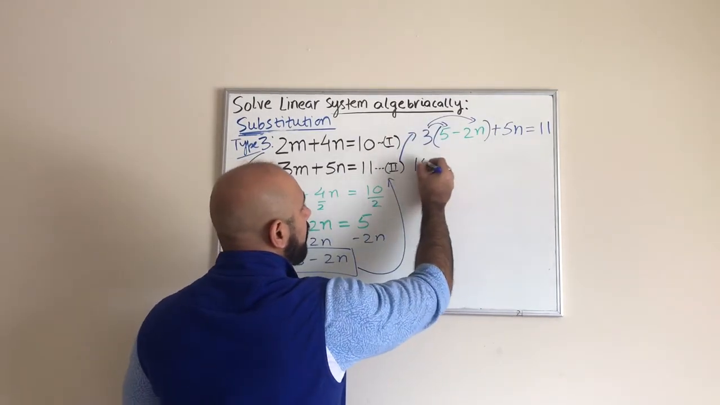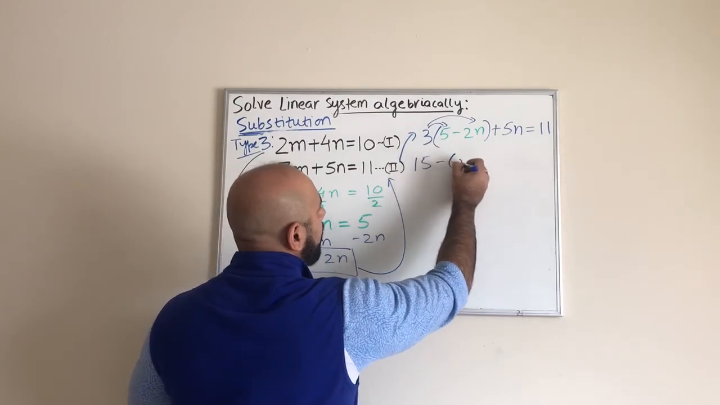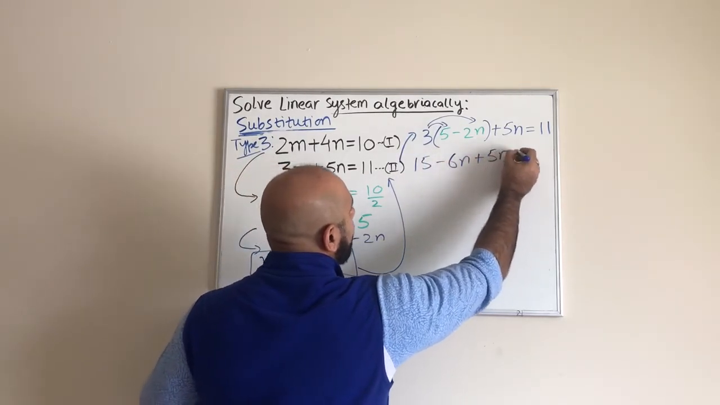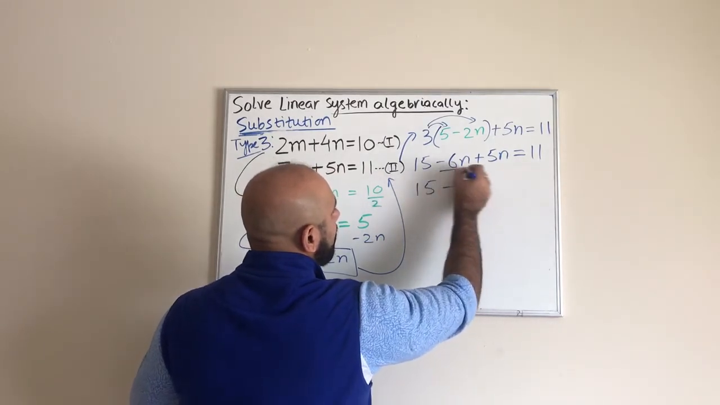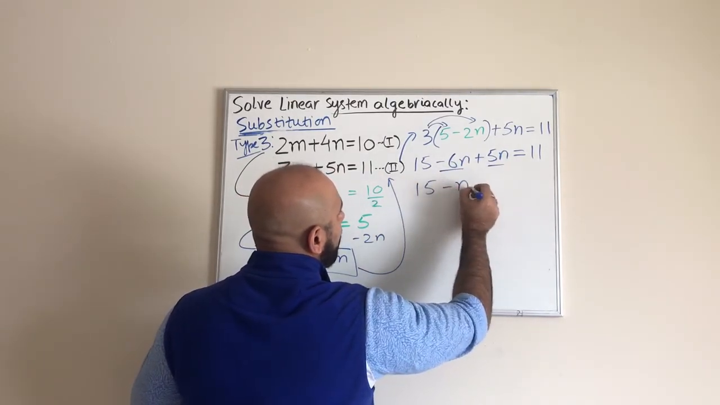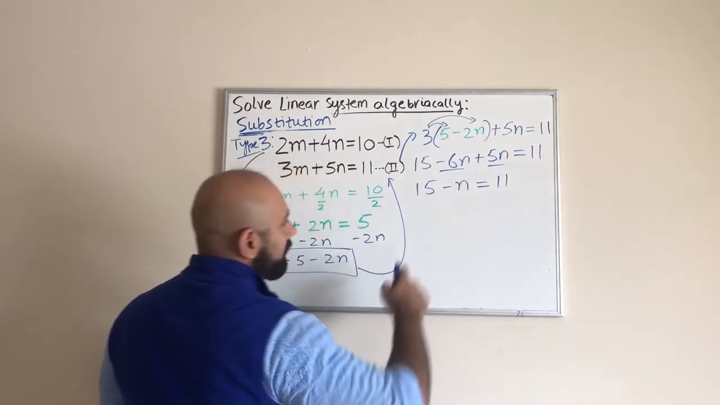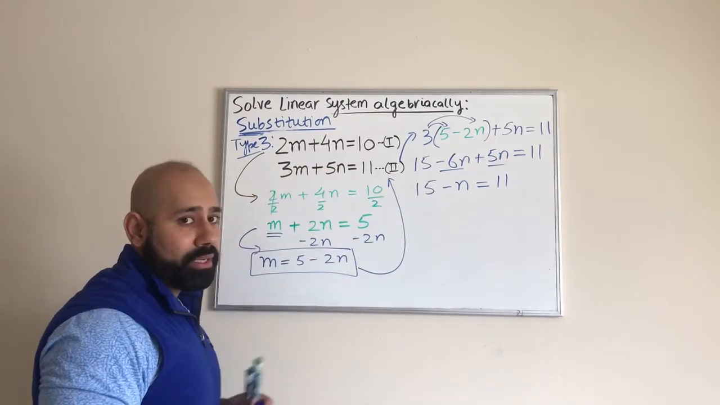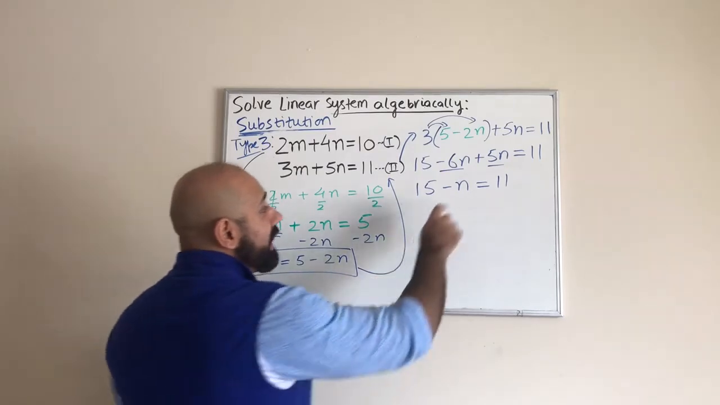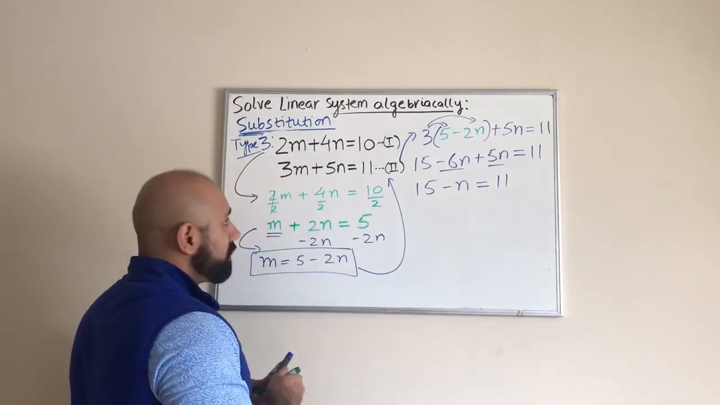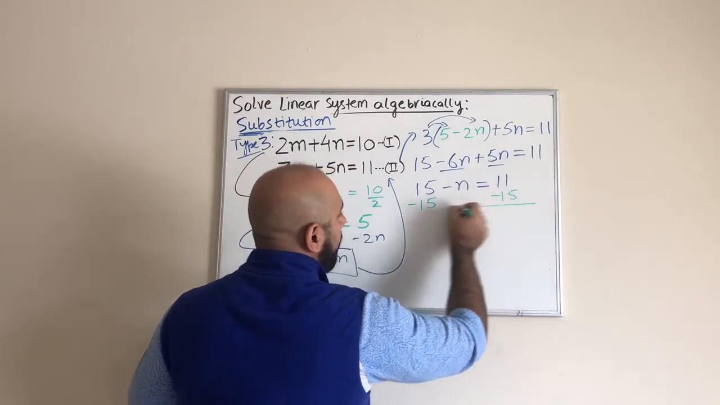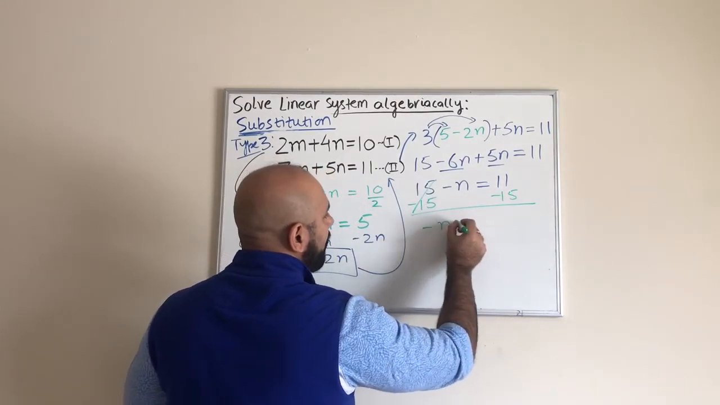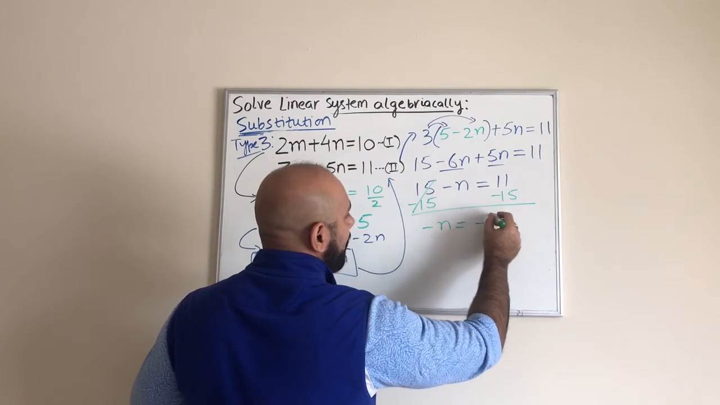So it's 15 minus 6n plus 5n equals 11. Simplifying further, combining like terms, this and this add up to negative n equals 11. Guys, there's an invisible 1 here which we do not really need to write. And then to get that n by itself, we have to first what? Subtract 15 from both sides. And this crosses out. I have negative n equals 11 minus 15, which is negative 4.